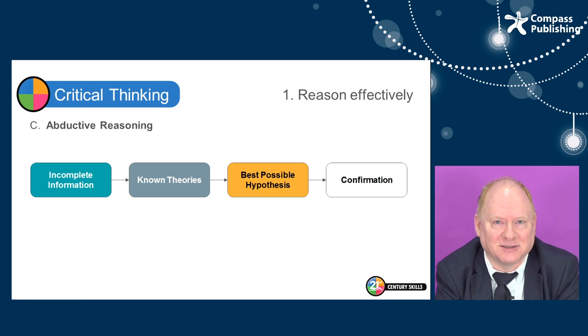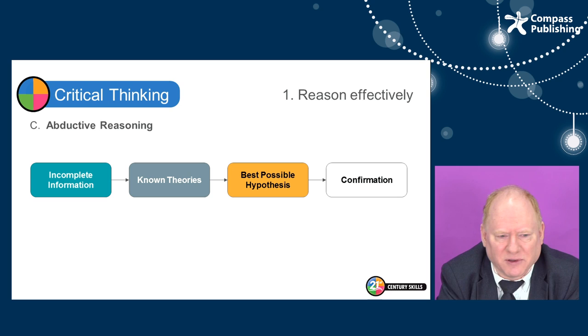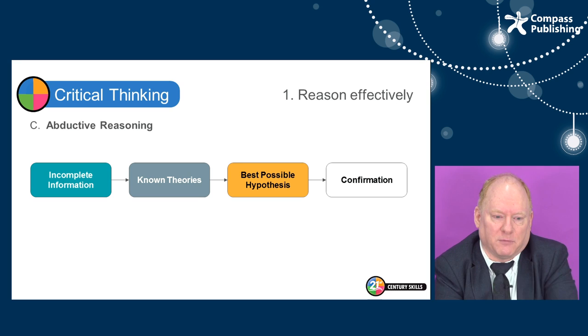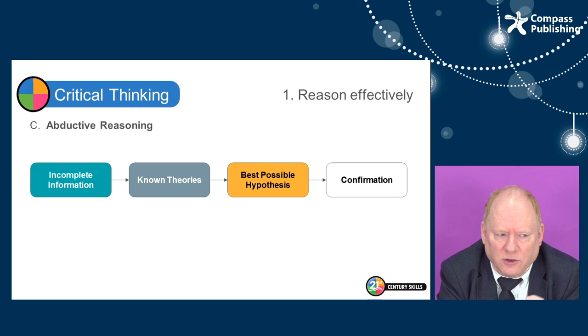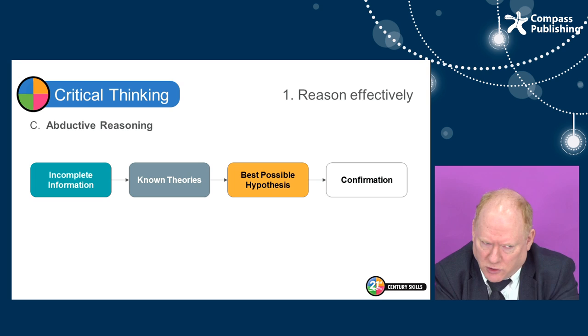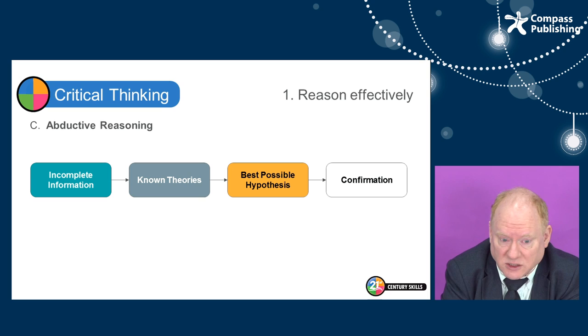That's from the 19th century, C.S. Peirce, I believe. And abductive reasoning is a little bit different. You have incomplete information. And you take that incomplete information and you juggle with the known theories that you have. And from that information, what you're seeing or observing, you come up with the best possible hypothesis or explanation. And then you try to confirm the hypothesis. You try to find out if it's true or not.